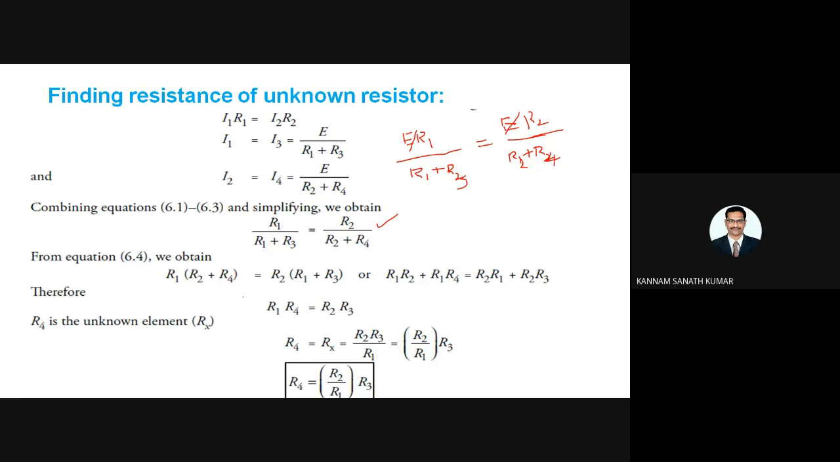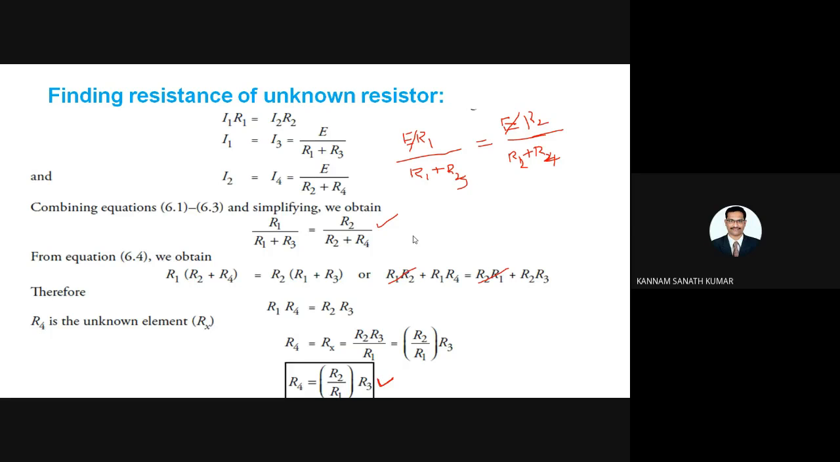Now cross multiply. We get R1 into R2 plus R4 equal to R2 into R1 plus R3. That is R1 R2 plus R1 R4 equal to R2 R1 plus R2 R3. R1 R2 on both sides get cancelled, so we get R1 R4 equal to R2 R3. So R4, the unknown resistance Rx, equals R2 R3 by R1, that is R2 by R1 into R3. This is the expression, and by using it we can find out the unknown resistance.